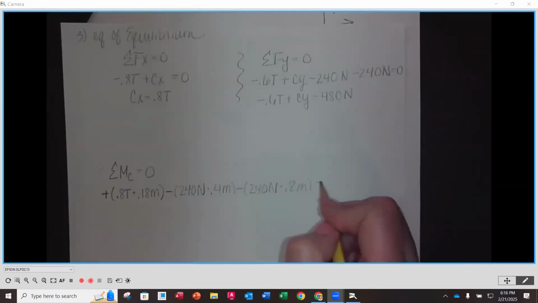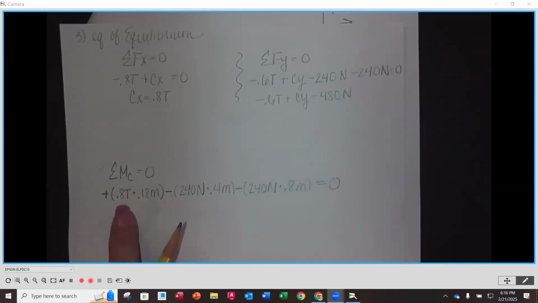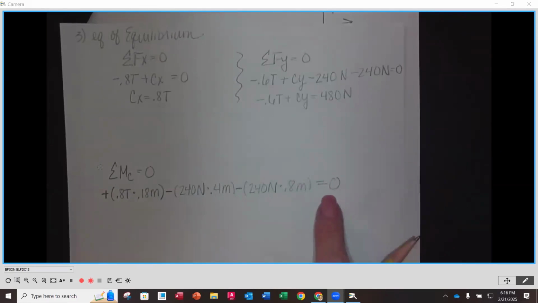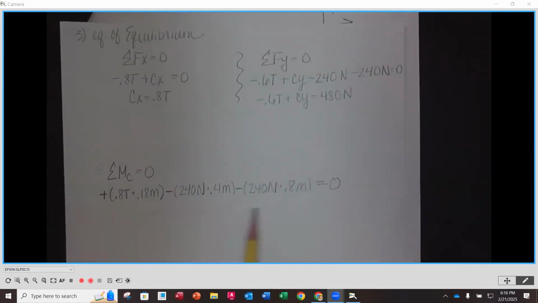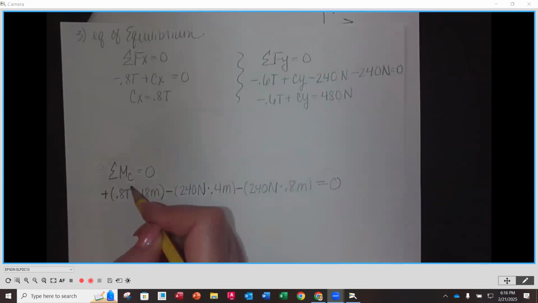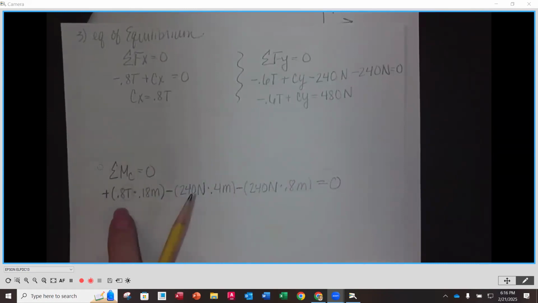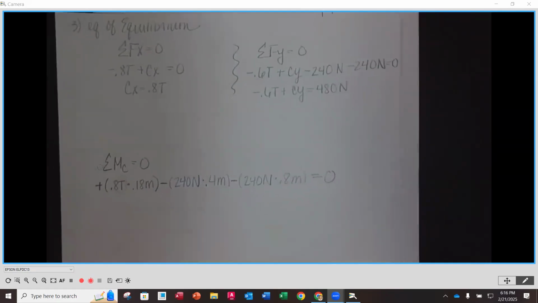So I set this equal to 0. Make sure you do that. The sum of the moments around C is equal to 0. We have an equation. Now what I can do is add and subtract. You'll notice that my only unknown here is T. That is good, right? So I'm going to solve for T. Go ahead and do the math to solve for T, and I'll do it here as well.